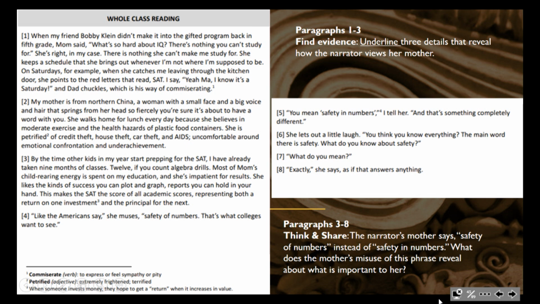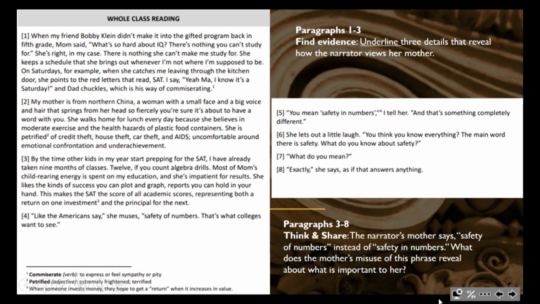By the time the other kids in my year start prepping for the SAT, I have already taken 9 months of classes, 12 if you count algebra drills. Most of my mom's child-rearing energy is spent on my education, and she's impatient for the results. She likes the kind of success you can plot and graph, reports you can hold in your hand. This makes the SAT the score of all academic scores, representing both a return on one investment and the principle for the next.